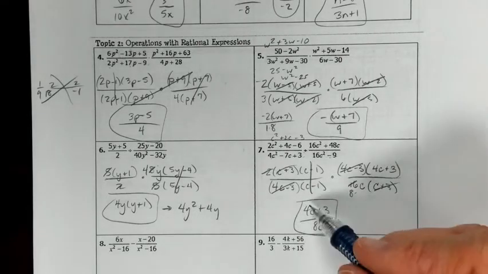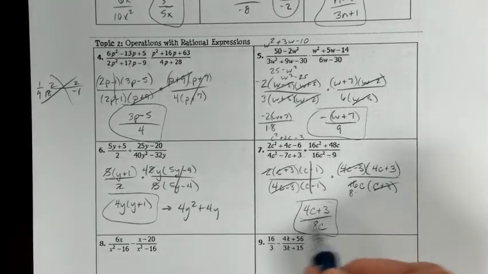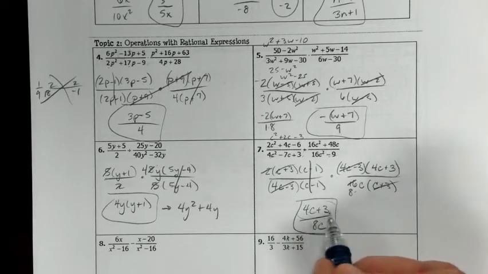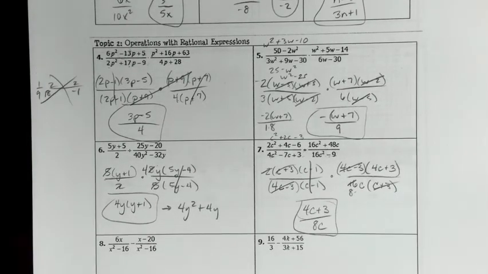Now, understand that you cannot reduce this 4 and this 8 because this is a whole thing right here, right? So this is two terms. Both of those would need to be divisible by 8, which the 3 and the 8 don't go evenly. So leave it like this.